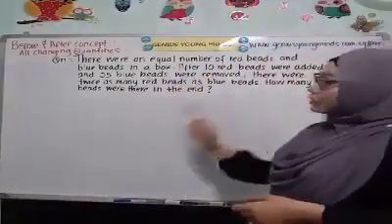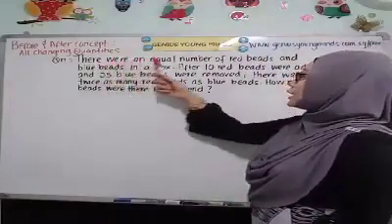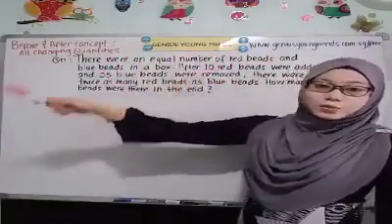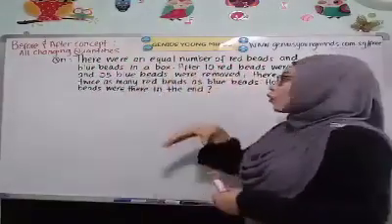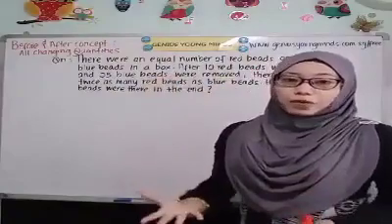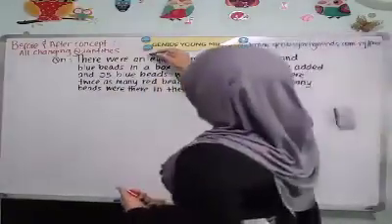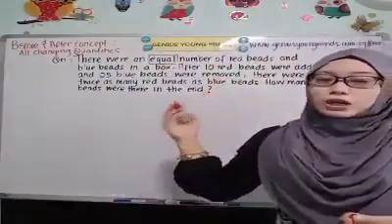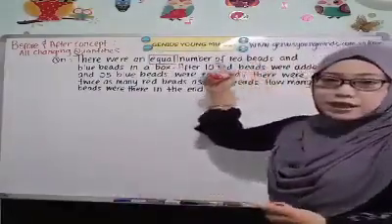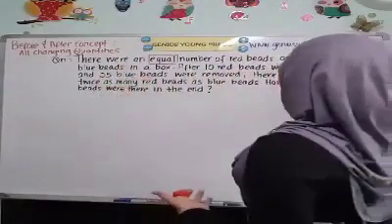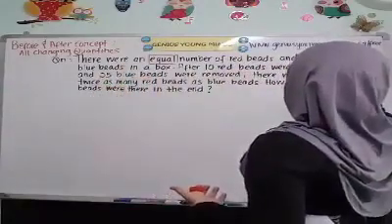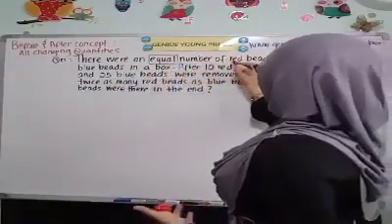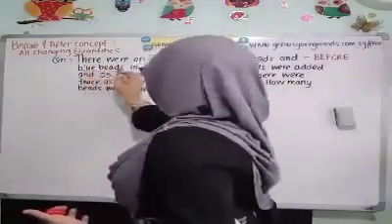I'm going to read once through. There were an equal number of red bits and blue bits in a box. So this is what is given at first, before anything happened. So this is actually my before. I want you to box up the word equal, because equal is very important. It tells you that there is an equal number of red bits and blue bits at first. So this is my before. I want you to write there before. What is my before? Equal number of red bits and blue bits.